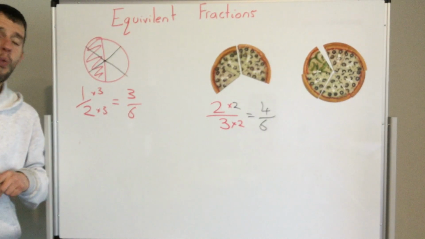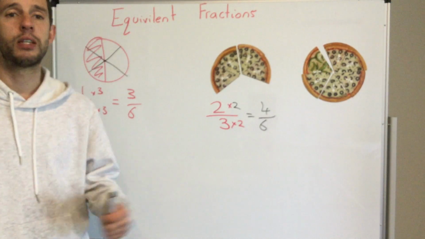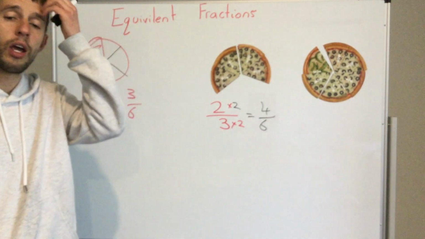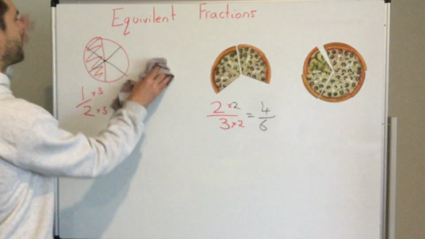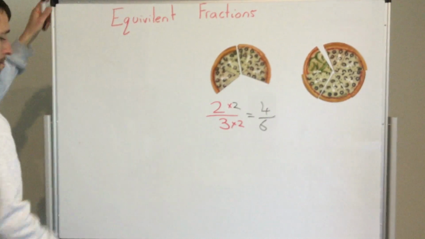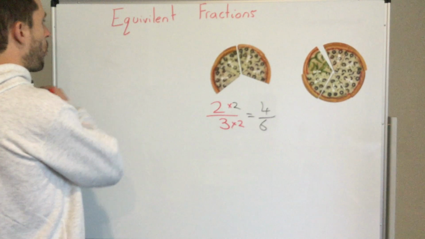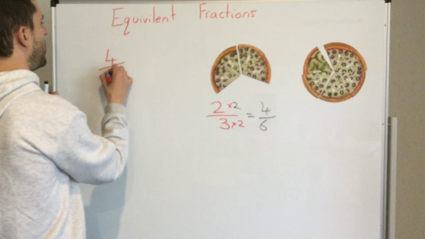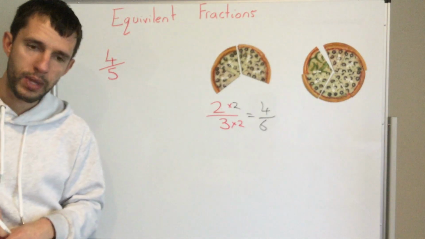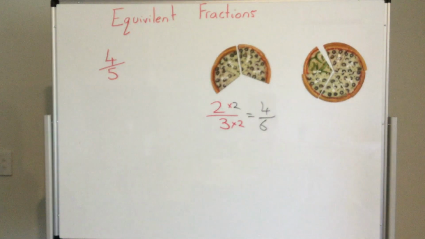So it doesn't matter what we times it by, it's just whatever I do to the numerator, I must do to the denominator. Okay, I'm going to rub this off and put a fraction up here for you. I would like you to have a go. You can draw the picture. I want you to show me different ways and different equivalent fractions that you can show me for 4 over 5. I'm going to pause the video, have a go, and then I'll show you different equivalent fractions for 4 over 5.